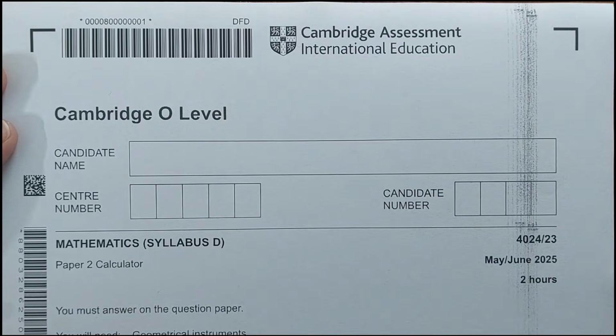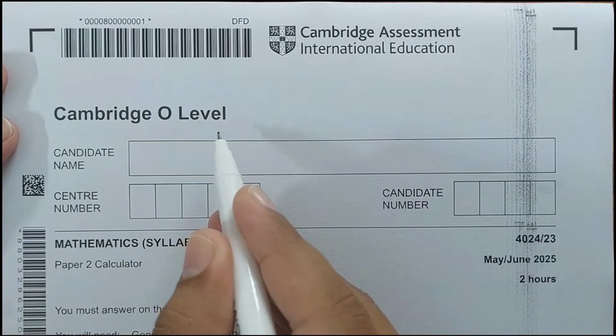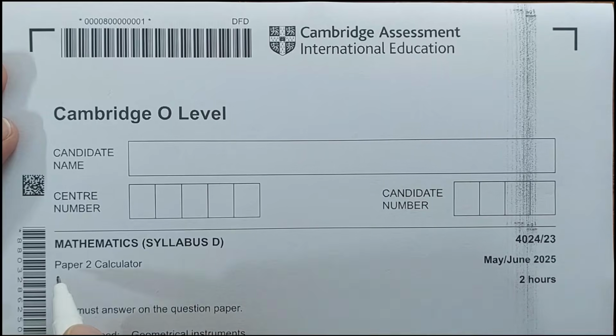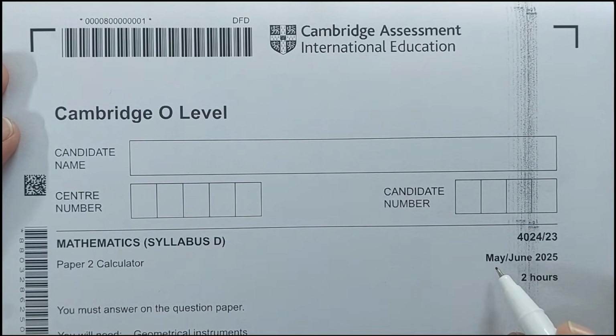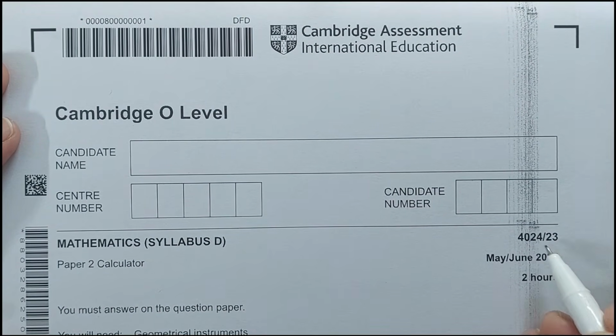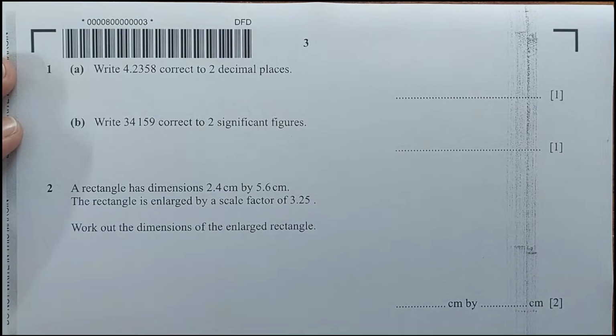Hi everyone, in this video I'm going to solve Cambridge O-Level Mathematics Paper 2 Calculator, May-June 2025, Paper 2-3. So let's start with the first question.